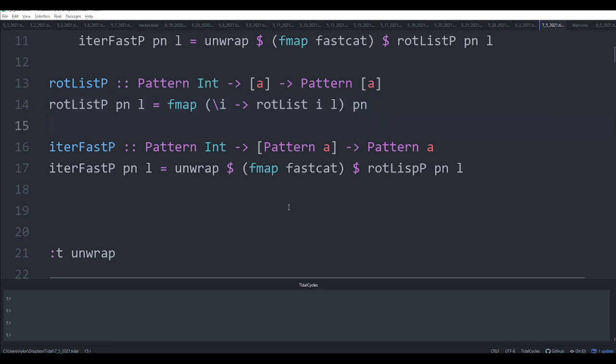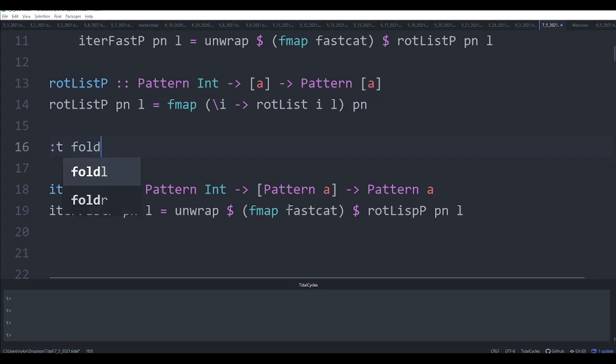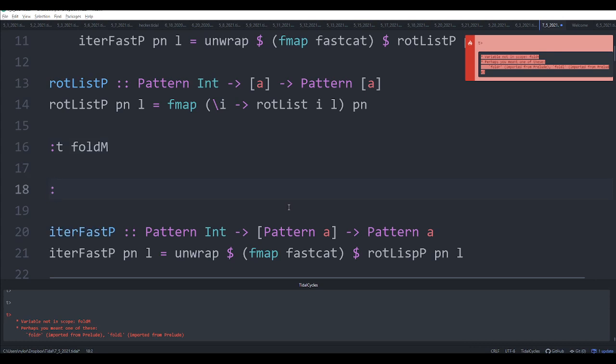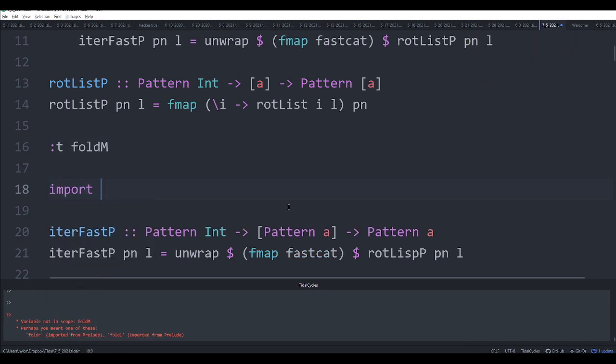So, yeah, we're going to introduce a little friend here called foldM, which is in Control.Monad. Okay, so now foldM. Here's one of the rough questions. Does foldM work for the pattern monad? foldM doesn't work for everything.